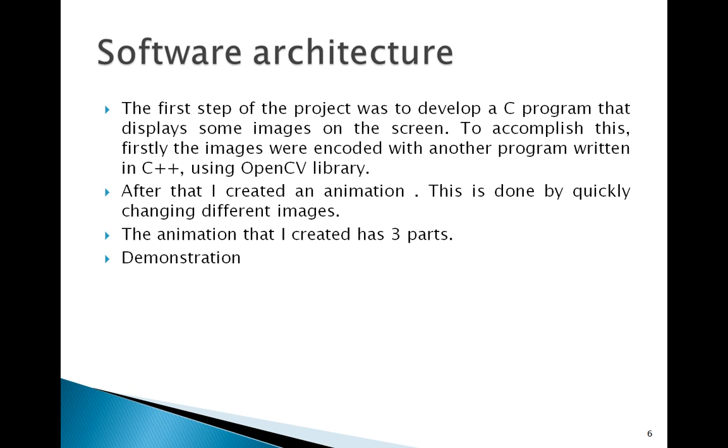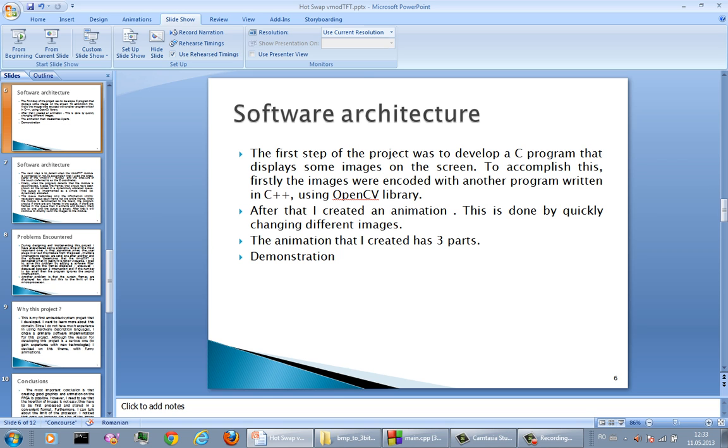In the source code of the project that runs on the MicroBlaze microprocessor, I created a function that displays a frame of a certain type at a given coordinate. After that, I created an animation. This is done by quickly changing different images. The animation that I created has 3 parts, and let me show you the frames of this animation.